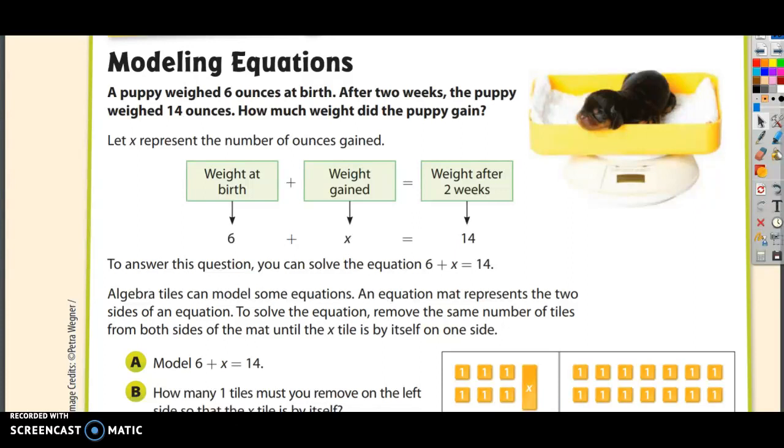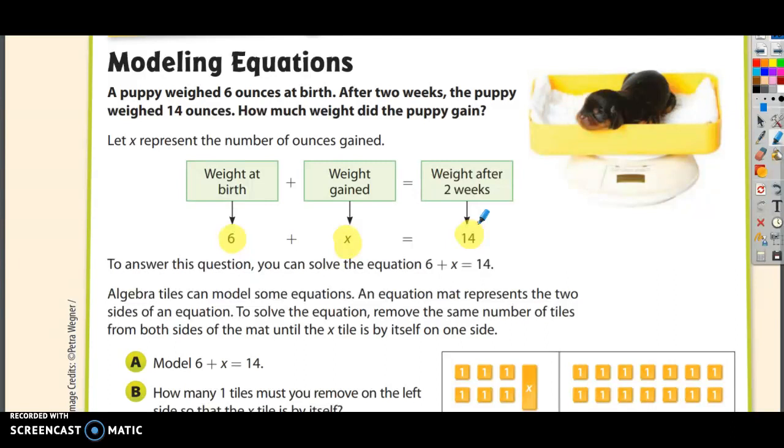Modeling equations. A puppy weighed 6 ounces at birth. After 2 weeks, the puppy weighed 14 ounces. How much weight did the puppy gain? Let x represent the number of ounces gained. The puppy started at 6 ounces and then gained weight. We don't know how much though. So it gained x ounces, but we do know that after 2 weeks it was 14 ounces. So how do we figure out that x?